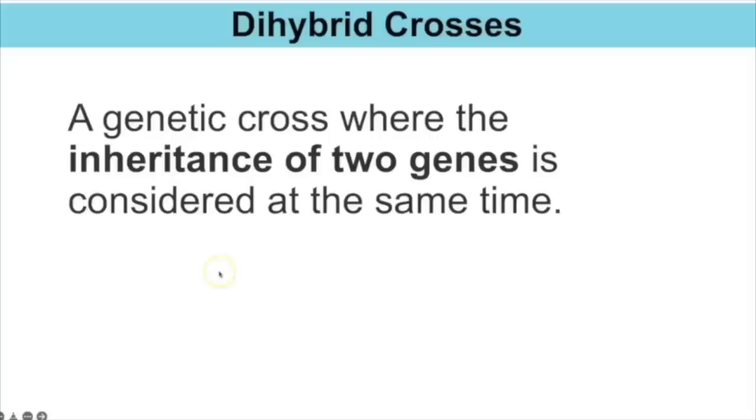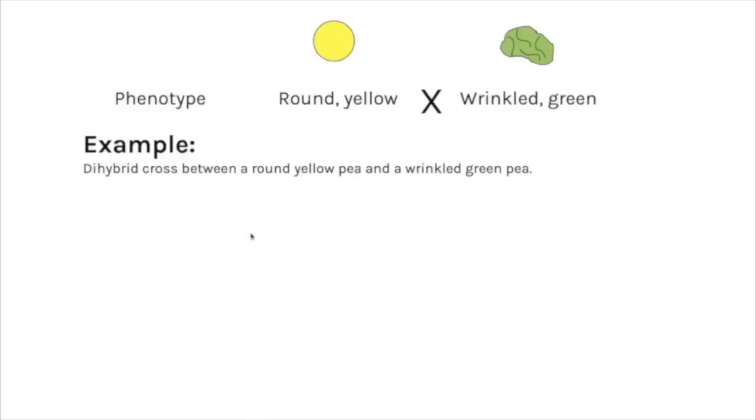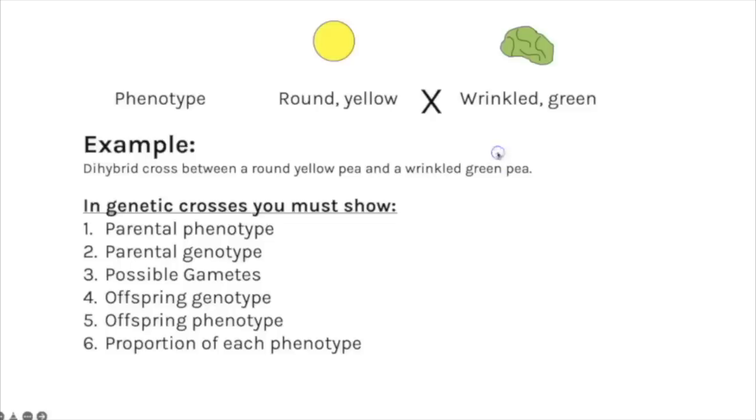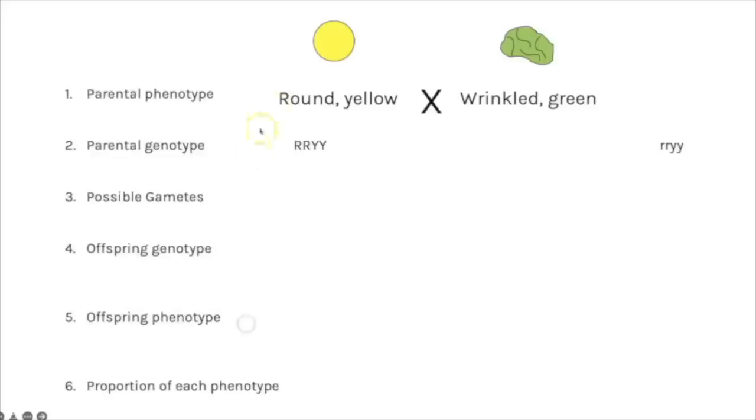Now dihybrid crosses are when we have 2 genes considered at the same time in a Punnett square. A common example is Mendel's peas. So we've got round and yellow, wrinkled and green as our 2 different traits, the shape versus the colour. And in all of the genetic crosses that we've gone through, it's these 6 features you have to have for all of the marks. We need the parental phenotype, genotype, the gametes, offspring genotype, and then you match the offspring phenotype to the genotypes, and finally give the proportions. If we have a look at this example, with our round and yellow, round is dominant and yellow is dominant, wrinkled and green are recessive.